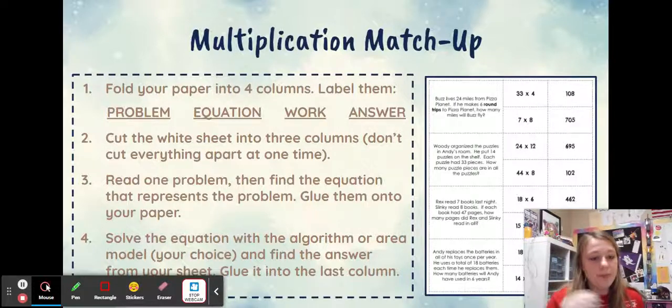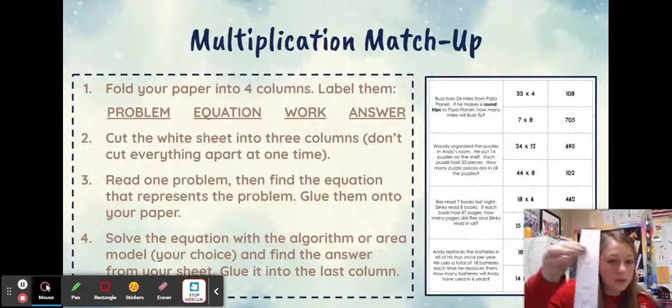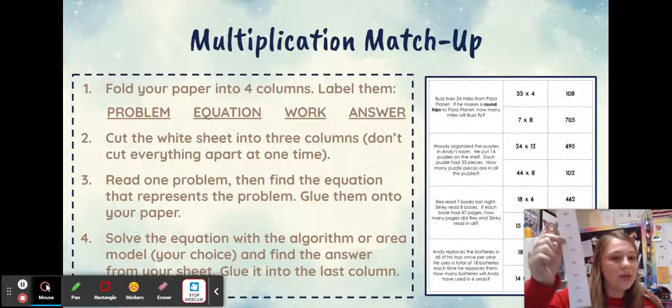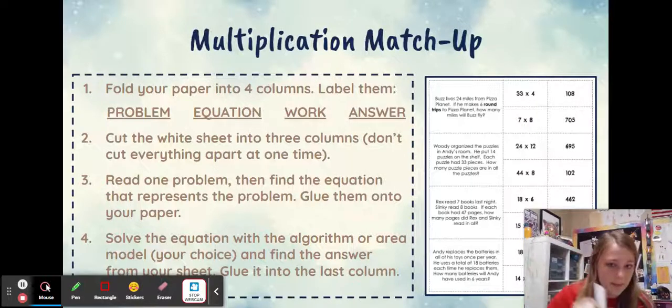So on the work column, you are handwriting your work. Pick someone to take turns doing it. I don't care. And then on the answer column, you're going to look at your answer choices, pick one of them, find the correct one, and glue it on, okay? Again, these are shown on my example that is up on the whiteboard.